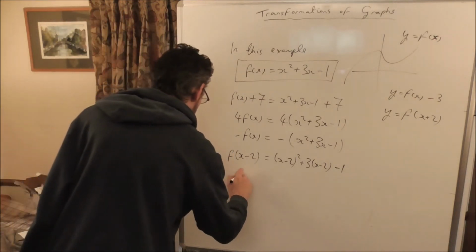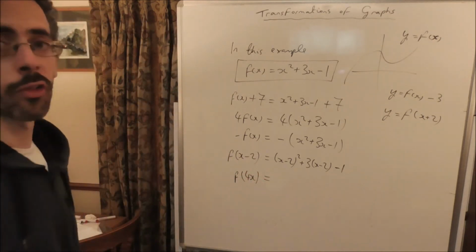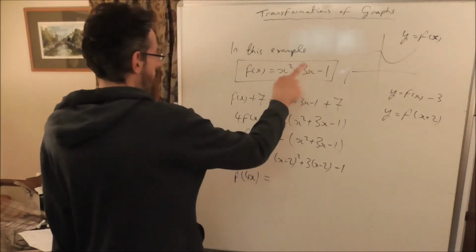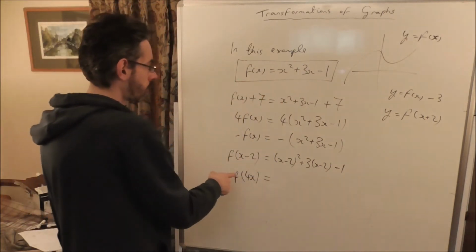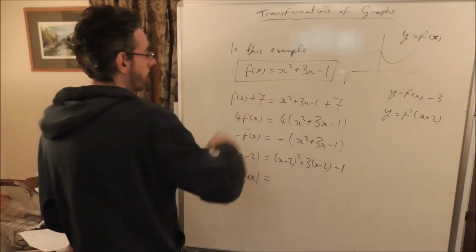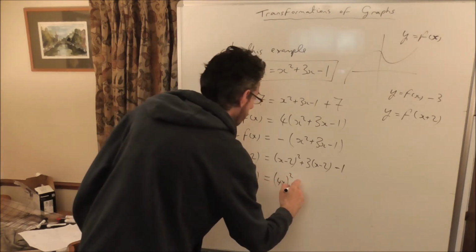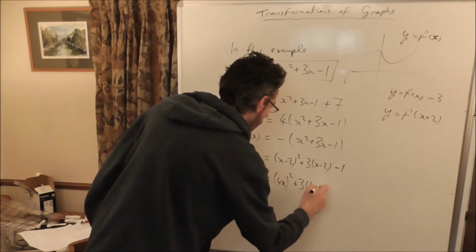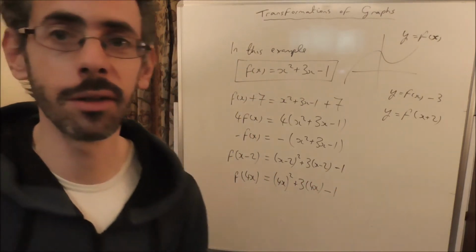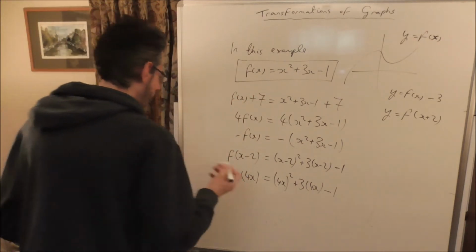If I wrote f of 4x, what does that mean? Well, that just means the original expression, f of x, but with all the x's replaced with a 4x. So instead of x squared, it'll be 4x squared plus 3 times 4x minus 1. So I hope that's clear. I'm just replacing all the x's with 4x. That's what that means. Let's just do one more.